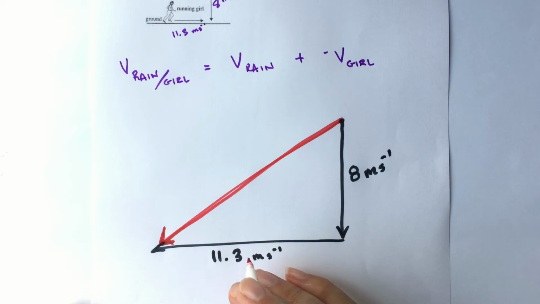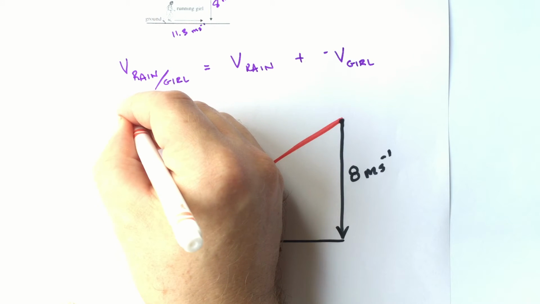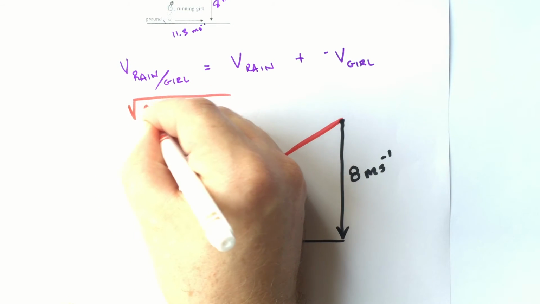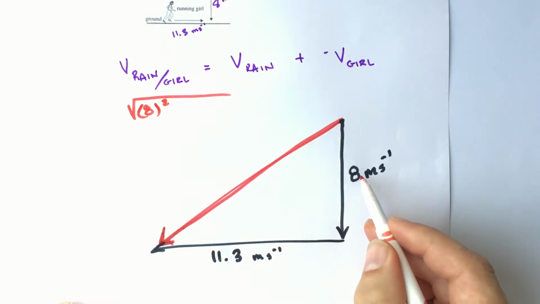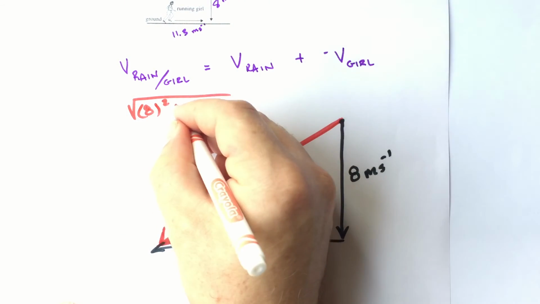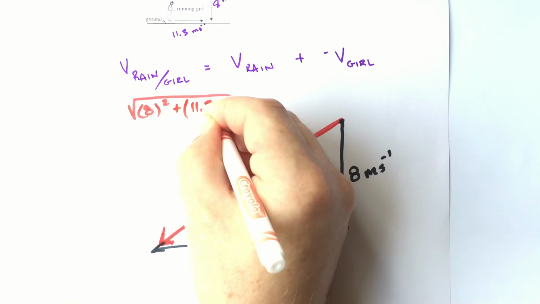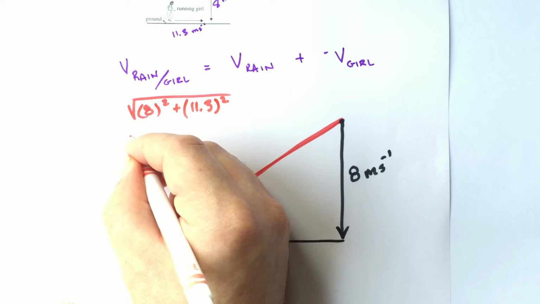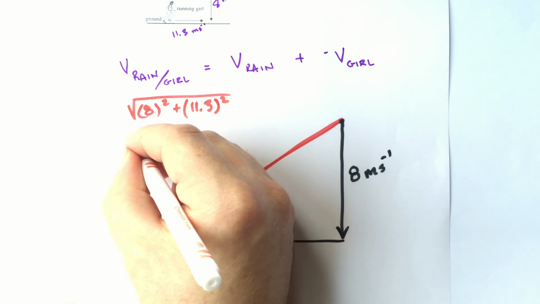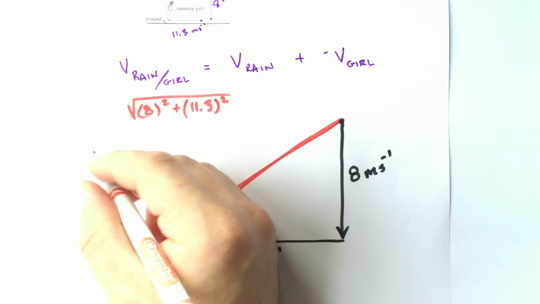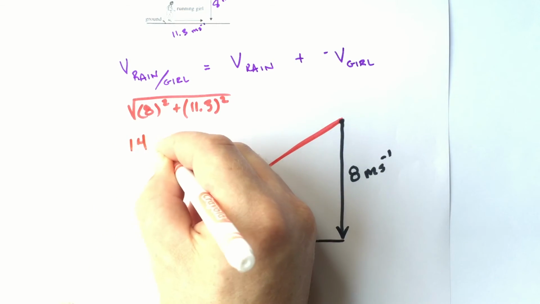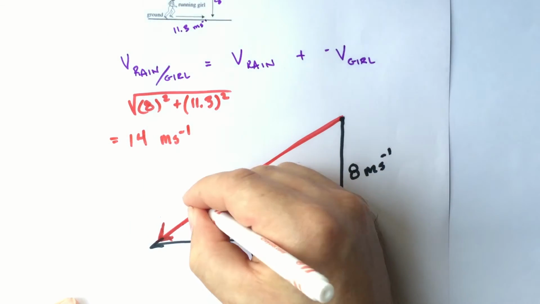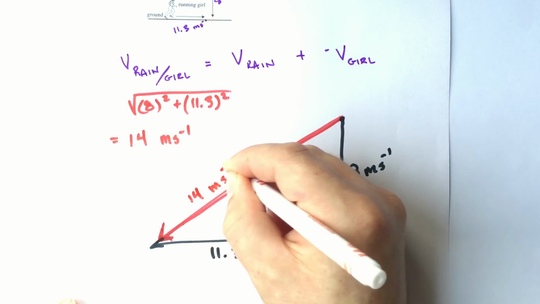For the magnitude, we're just going to say that the magnitude is equal to the square root of 8 squared plus 11.3 squared. And for the magnitude, then, we're going to get 13.84. We round it to two significant figures, that's what they give us, and I get 14 meters per second. All right, so this is 14 meters per second.